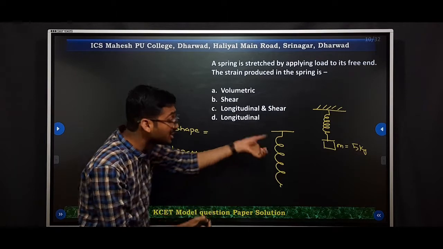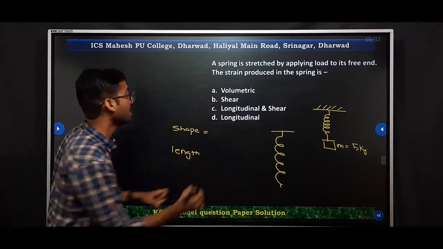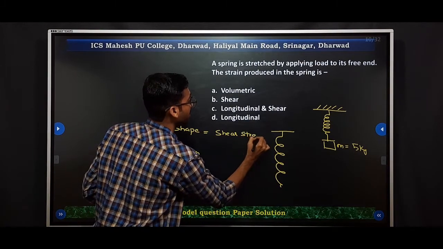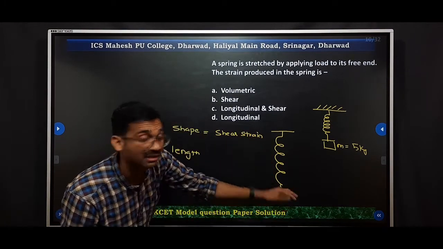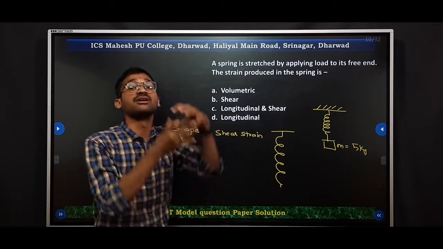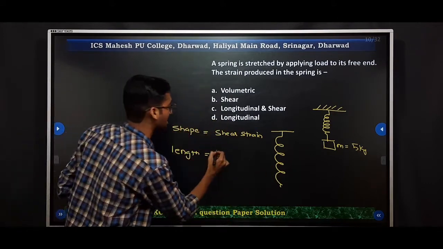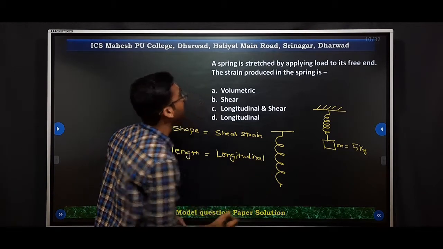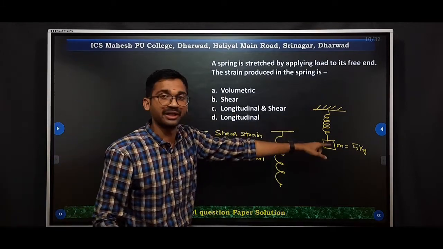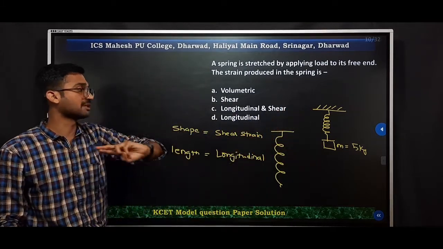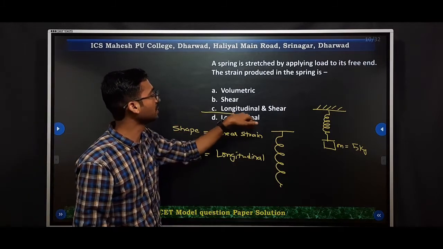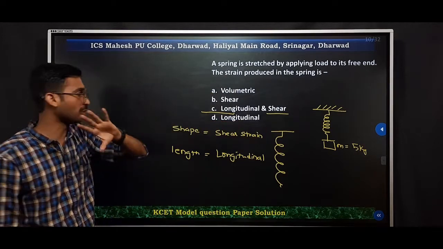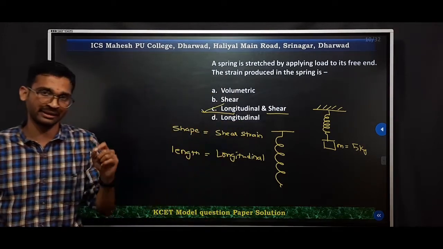Due to the change in the shape, you can see here there is a change in the shape that will bring us a shearing strain. Similarly, the length also varied here. Due to that, we can have a length variation, which will be termed longitudinal. Therefore, on applying a weight to a spring, we are getting two types of strain. One is longitudinal and another one is shearing strain. Therefore, by observing all the four options, option C is the right one.